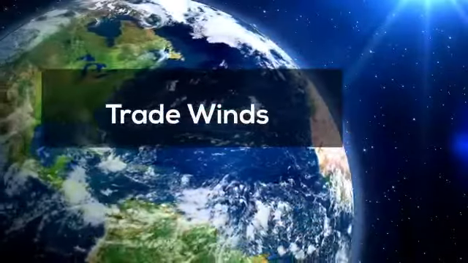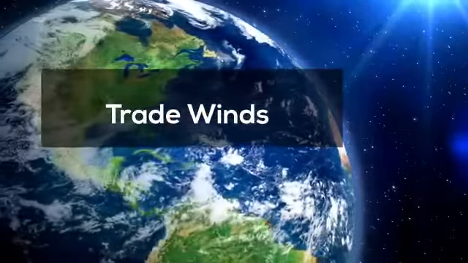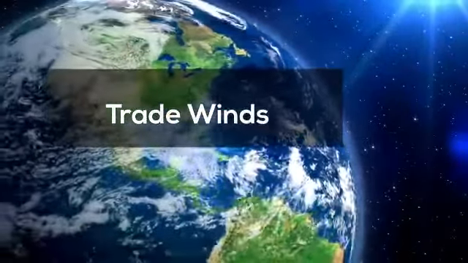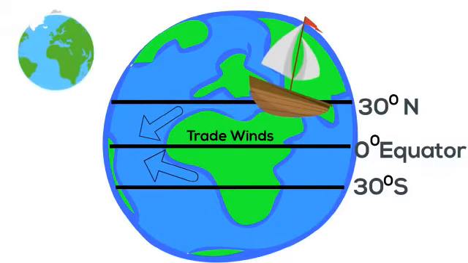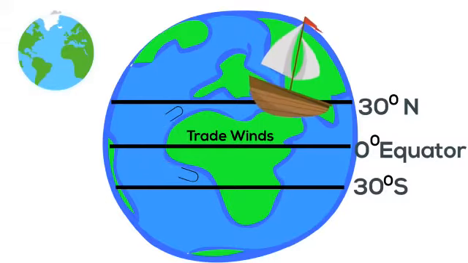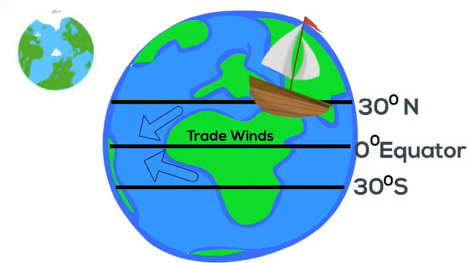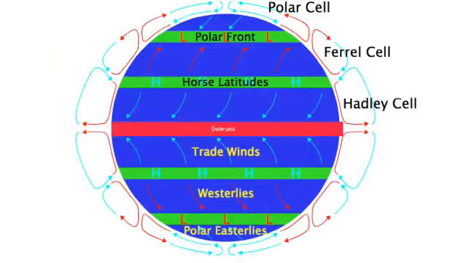Next are the trade winds. They blow to the southeast in the south and northeast in the north. In both hemispheres, the winds that blow from 30 degrees latitude almost to the equator are called trade winds. The Coriolis effect causes the trade winds to curve to the west in the northern hemisphere and to the east in the southern hemisphere.